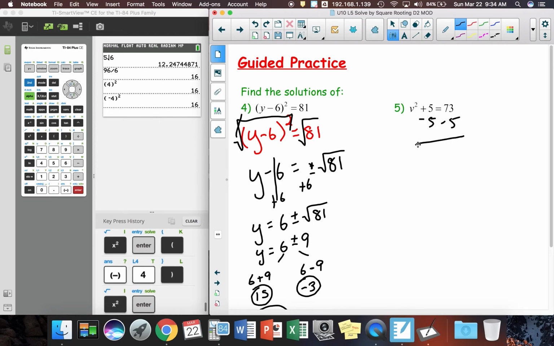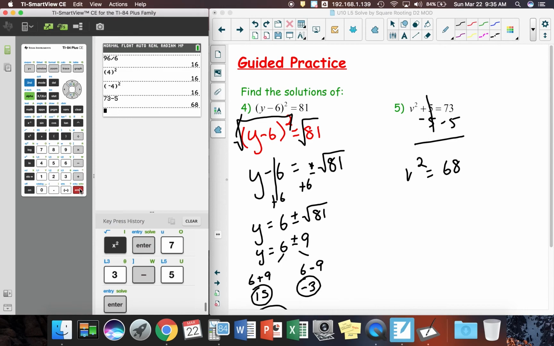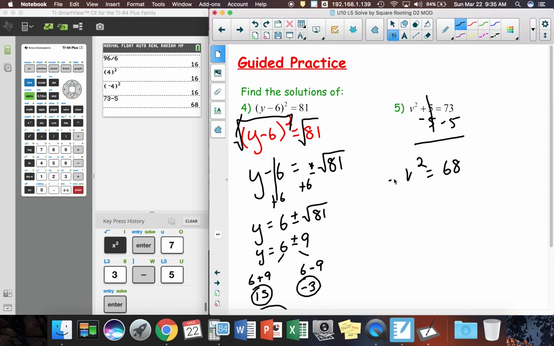Minus 5. We have v squared equals 73 minus 5. That should give you 68, I believe. Let me just double check. 73 minus 5. Yep, 68. And then we take the square root of both sides. Square root here, square root there. We're left with v equals, again, we did the square root, so plus or minus, square root of 68.